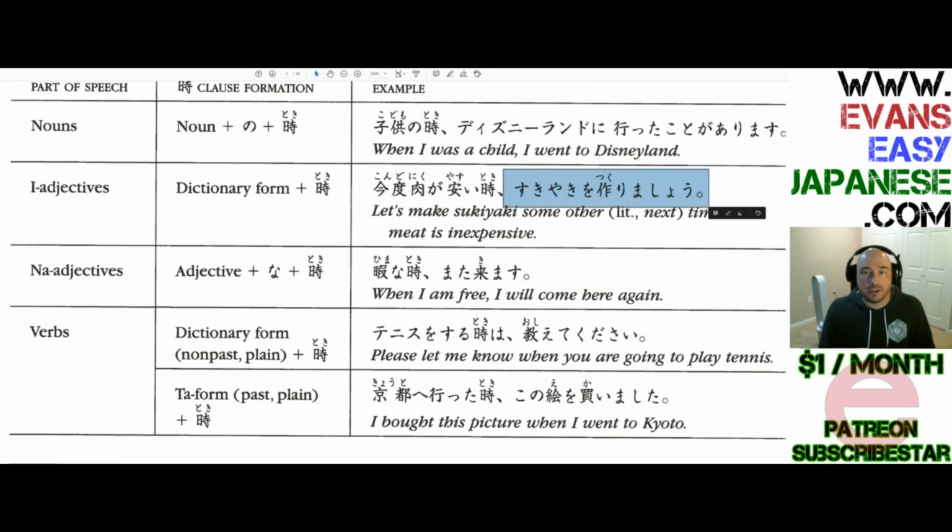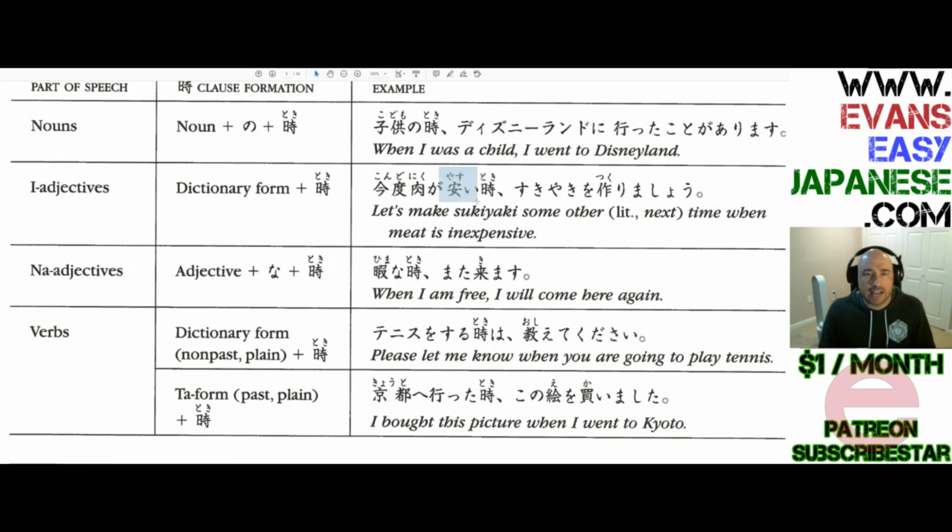Sukiyaki o tsukurimashou. How's about we make some sukiyaki? Kondo niku ga yasui toki, when meat is cheap again, or next time meat is cheap, sukiyaki o tsukurimashou.